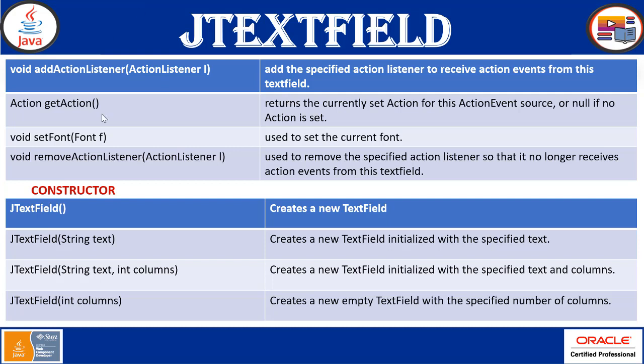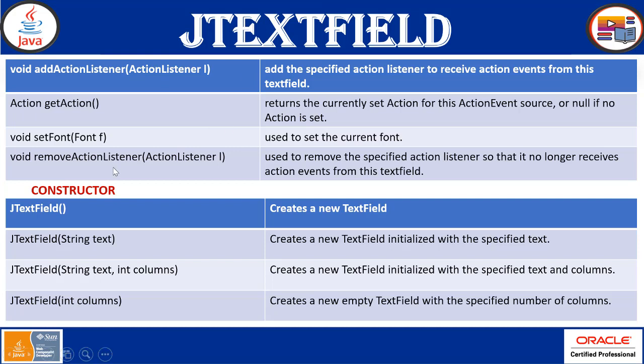That places these types of action listener methods can be added. getAction returns the currently set action for this action event source, or null if no action is set. setFont is the method used to set the current font. If you want a specific style for your text, you can set it in your text field with the help of this method.